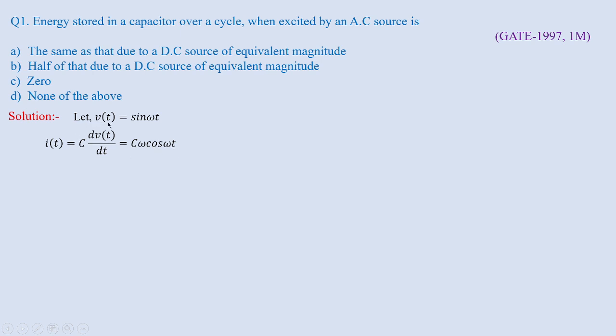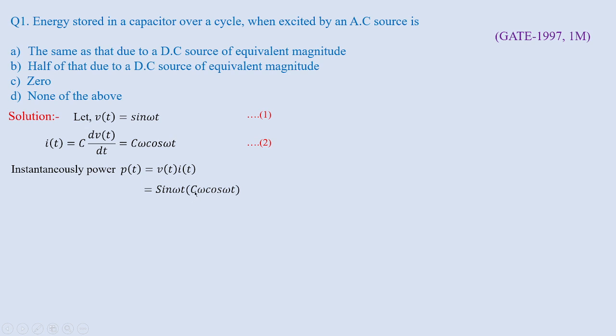Now once we are done with V of t and I of t, let us frame these equations as 1 and 2. And let us calculate the instantaneous power, that is P of t, which is the combination of V of t and I of t. Remember, we are treating all the values as instantaneous values. When we substitute the value of V of t, I of t, we are going to get sine omega t, C omega cos omega t from equation 1 and 2.